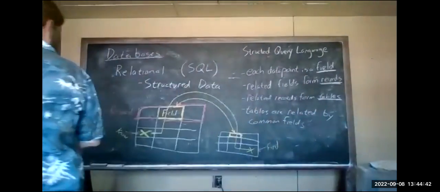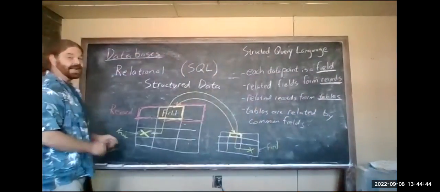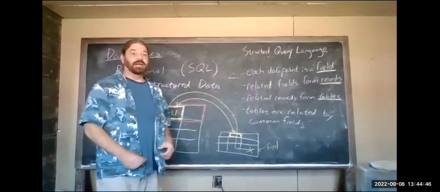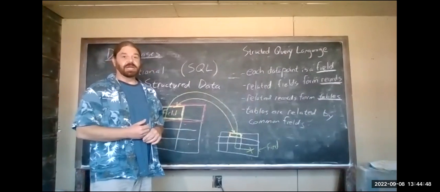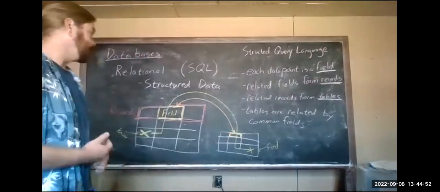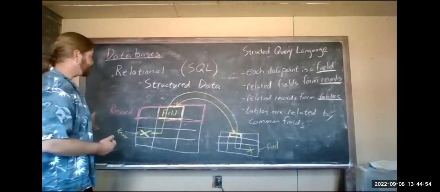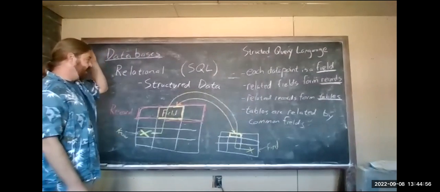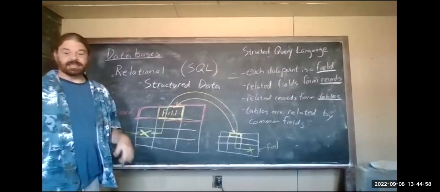So it's going to be a lot quicker than if we just had all this data written in files where all we really know is which file it's in, and we have to read through the whole file in order to find it. And that's the idea behind relational databases.